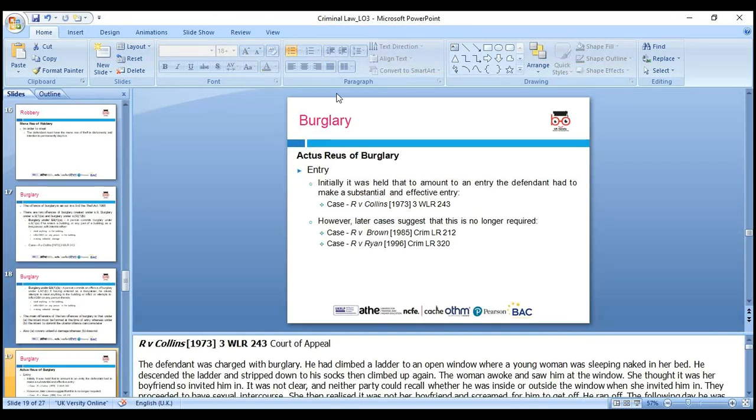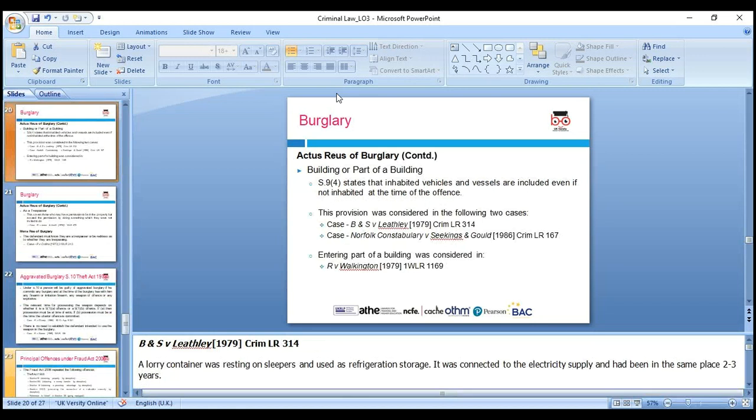When we look, the law is very tough on this, but of course people still commit crimes. We can look around the entry, the burglary of a building or part of a building. An inhabited vehicle or vessel is also included, even if not inhabited at the time of the offense. The provision is considered in the following two cases, B versus F. So we can look at the cases.